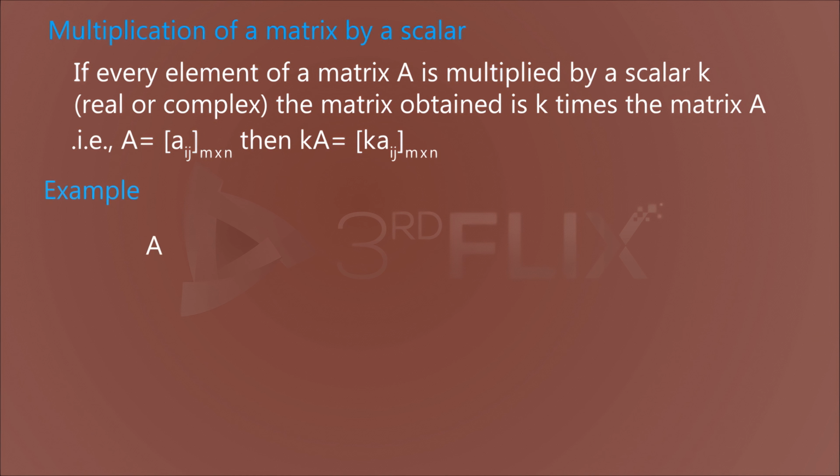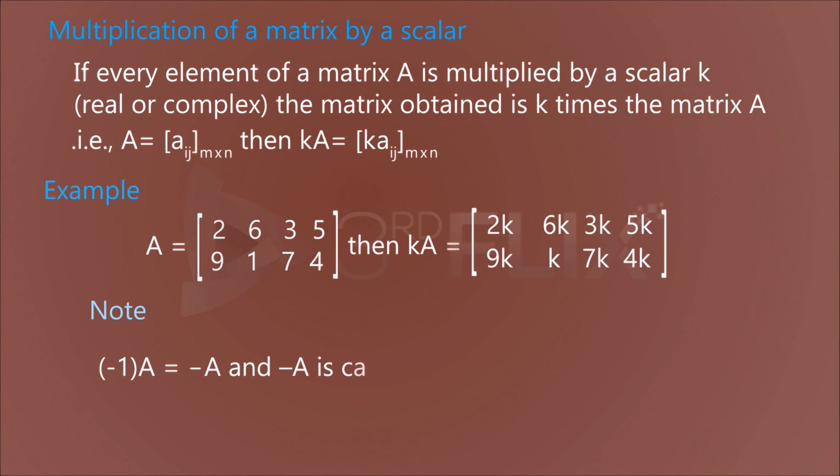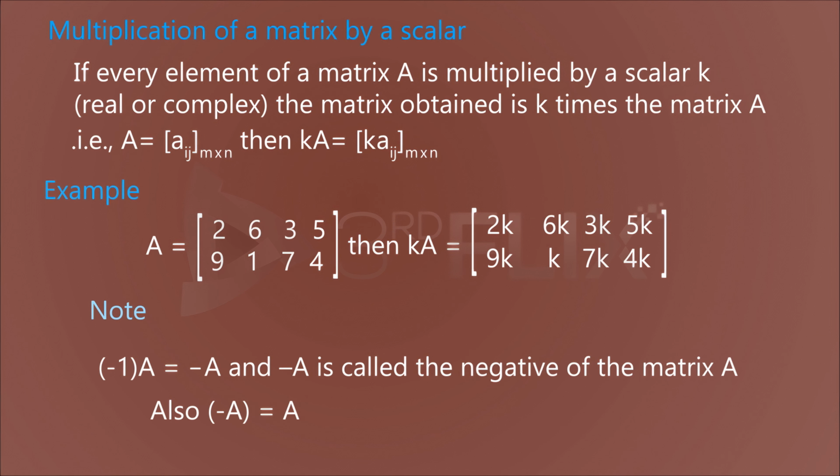Example: A equals matrix 2, 6, 3, 5, 9, 1, 7, 4, then kA is equal to matrix 2k, 6k, 3k, 5k, 9k, k, 7k, 4k. Note, minus 1 times A is equal to minus A, and minus A is called the negative of the matrix A. Also, minus of minus A is equal to A.